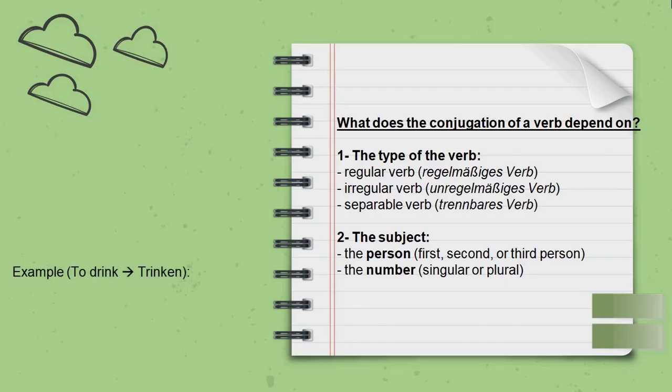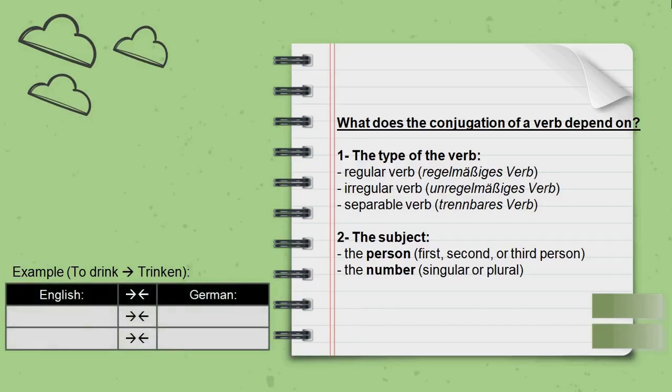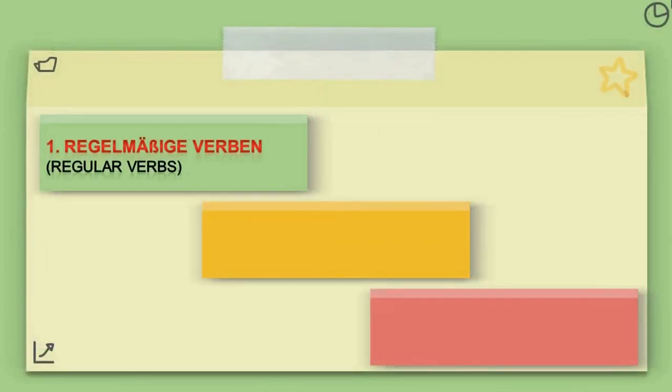For example, to drink, the infinitive form, trinken in German. I drink juice in English. Translated into German, ich trinke Saft. Trinke is a conjugated form. He drinks juice. Er trinkt Saft. In this sentence, the conjugated form is trinkt.